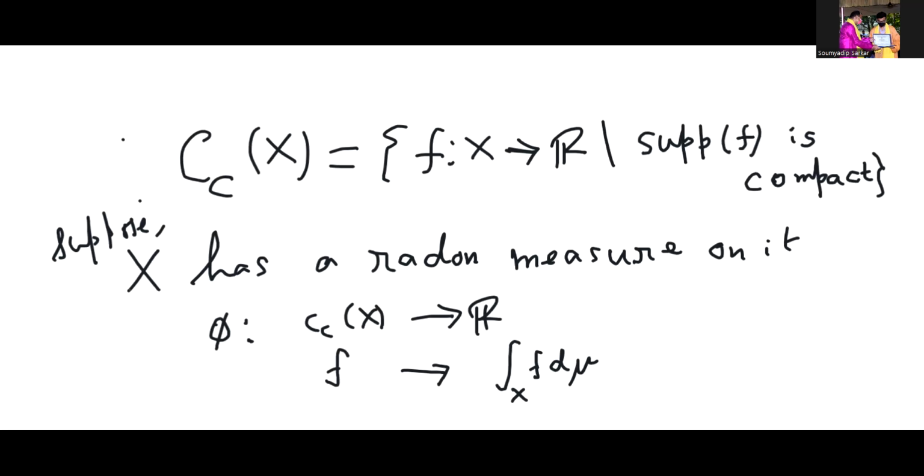I was just thinking that maybe we can do one thing. Let's try to estimate this integral and see if this output value has some special property. Let me see what happens. So this is the integral of f d mu, integrating over the whole space.